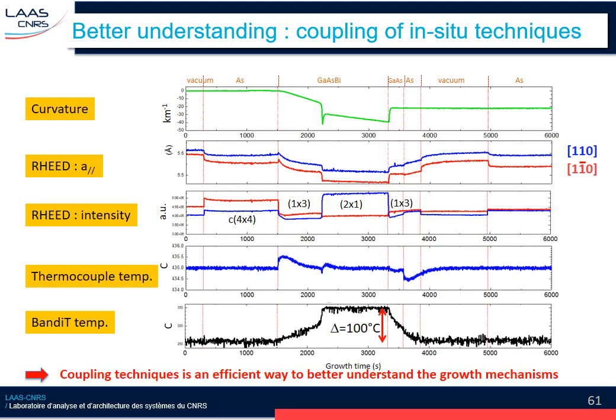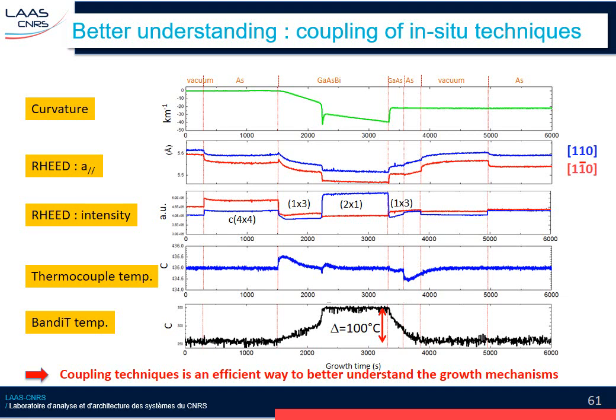We can even go further and record the thermocouple temperature during this growth sequence. Here you have an increase of the temperature of the substrate due to the opening of the gallium and bismuth cell. But what is interesting is the small drop in the thermocouple temperature coming exactly when we got this transition. So it looks like a phase change.